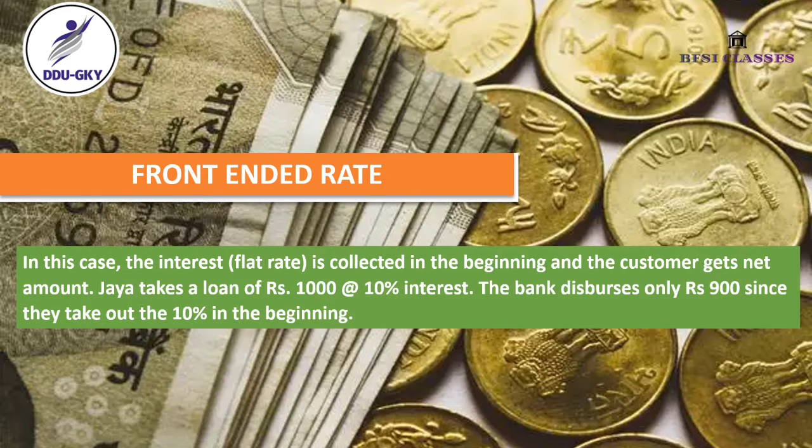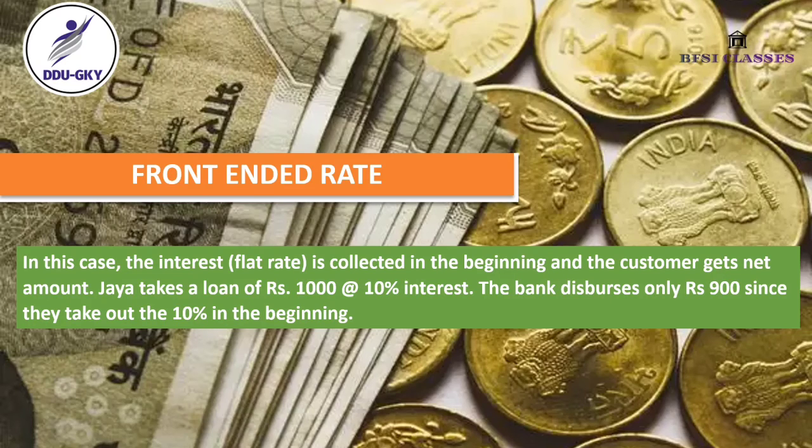Front-ended rate. In this case, the interest is calculated in the beginning and the customer gets the net amount. For example, Jaya takes a loan of rupees 1,000 at 10% interest. The bank disburses only rupees 900 since they take out the 10% in the beginning.